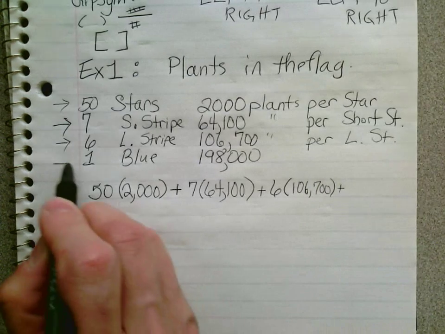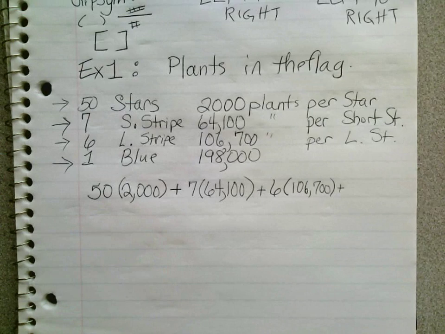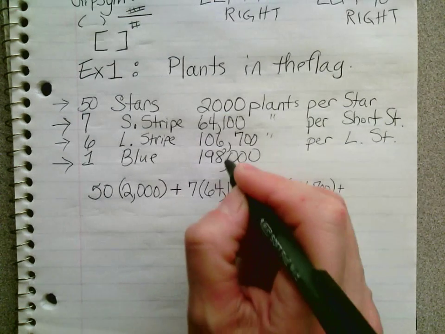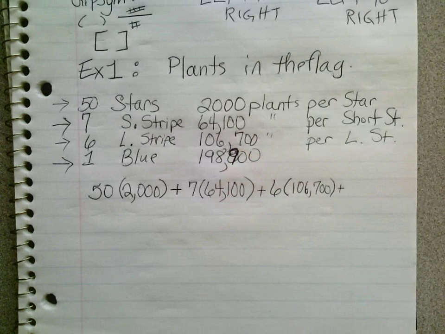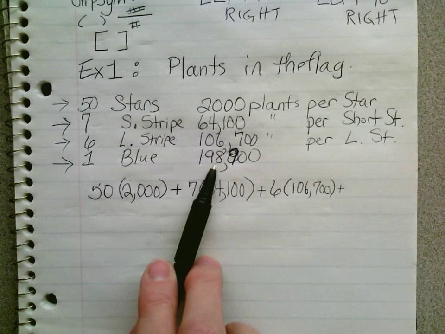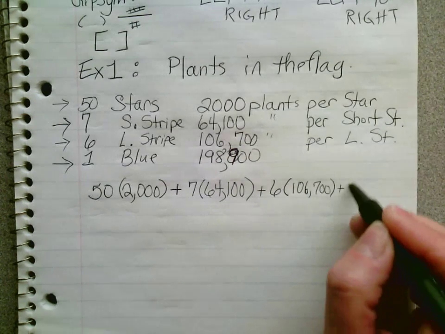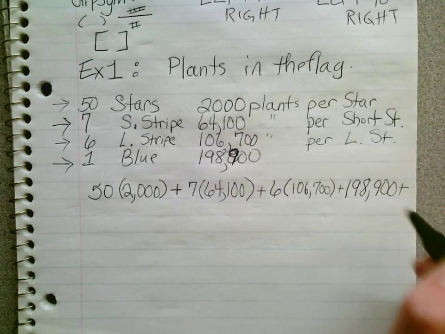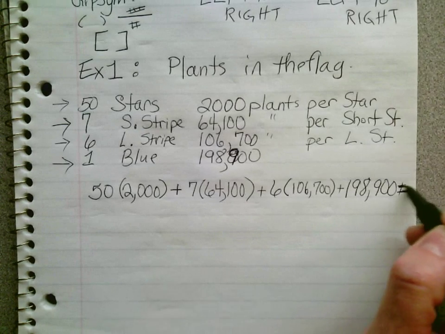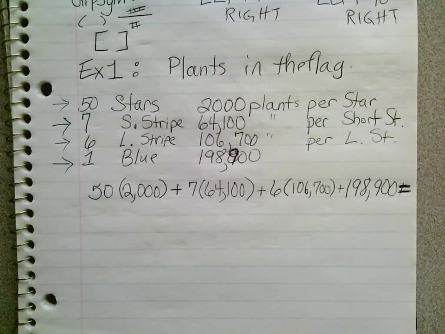Last thing. Yes? The blue is 198,900. Oops, thank you for correcting me. I appreciate that, Sarah. Last chunk is the blue, 198.9. Yeah, I'd be wondering why I got it wrong. 198.9, because there's only one of them. Okay, and that would give us our sum.